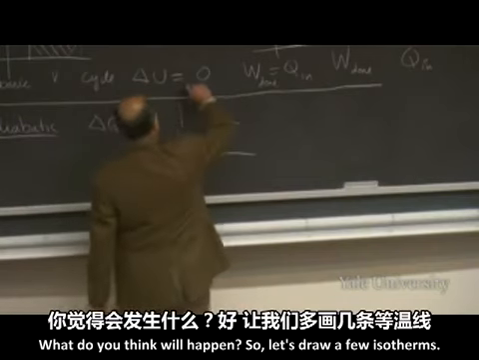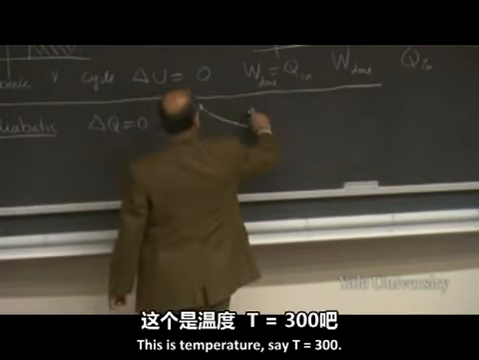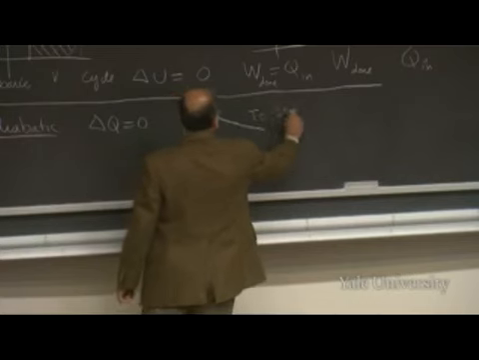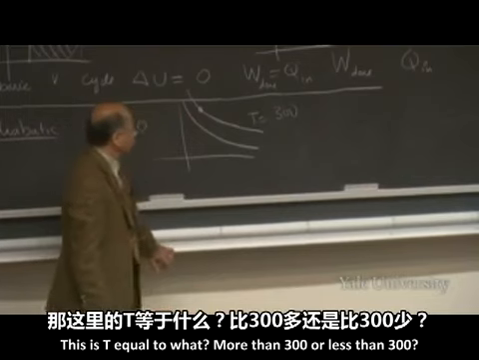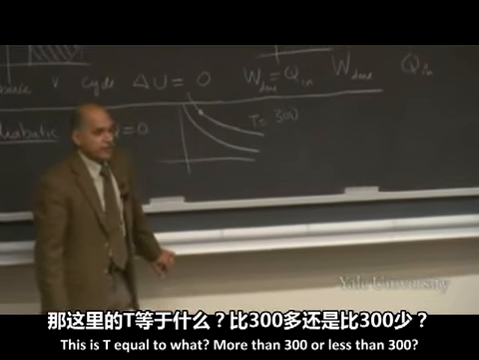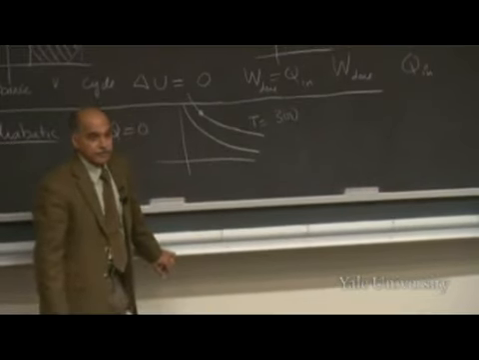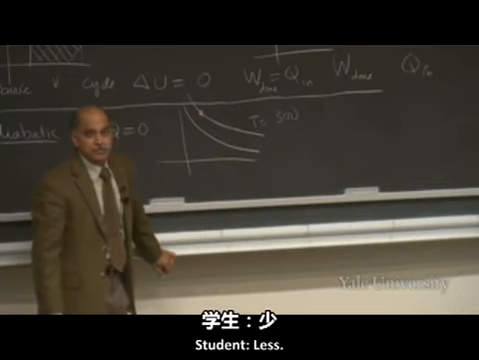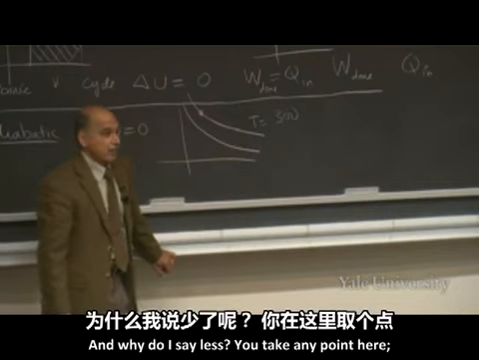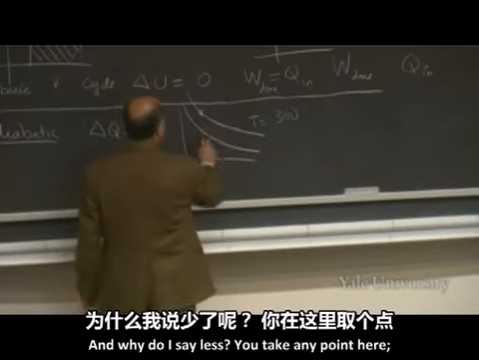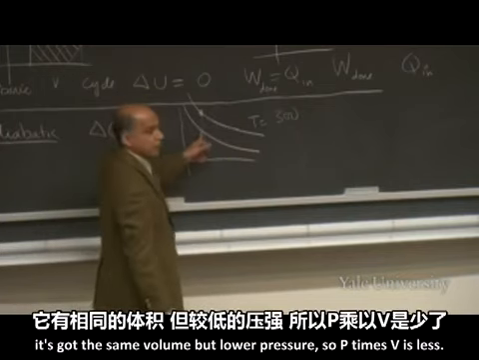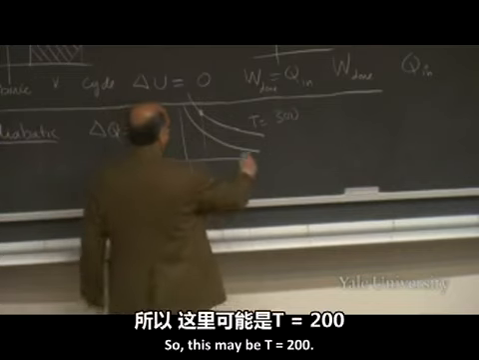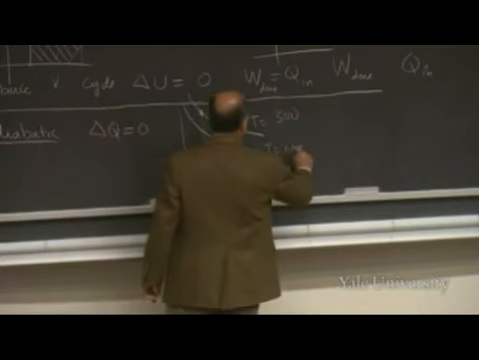So let's draw a few isotherms. This is temperature, say T equal to 300. This is T equal to what? More than 300 or less than 300? Less. And why do I say less? You take any point here, it's got the same volume but lower pressure, so P times V is less. So this may be T equal to 200.